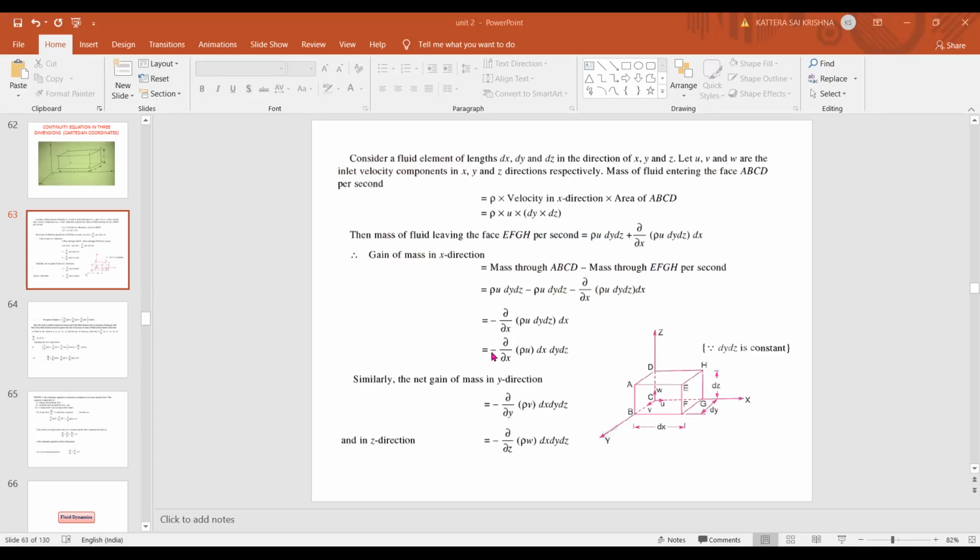This derivation is very important. It may be asked in the final exam also. So you need to draw this diagram, then we need to solve the equation.